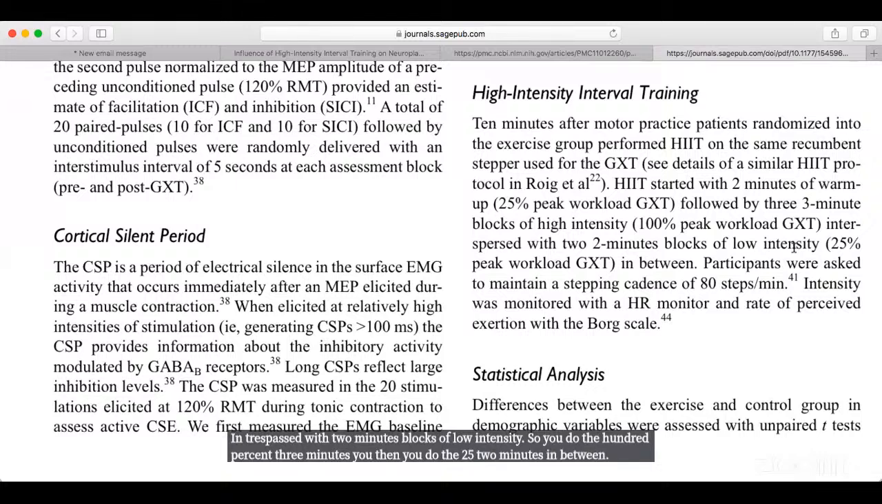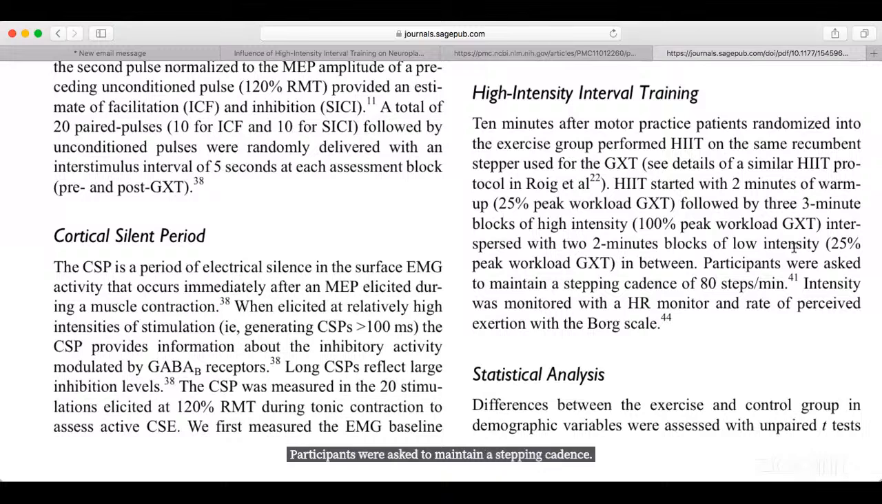Participants were asked to maintain a stepping cadence of 80 steps per minute. Intensity was monitored with a HR monitor, and rate of perceived exertion with the Borg scale.